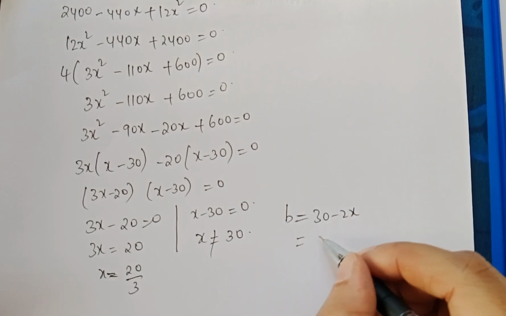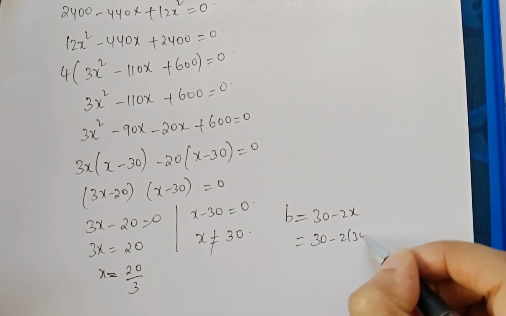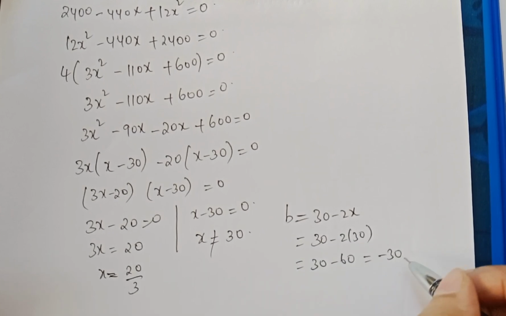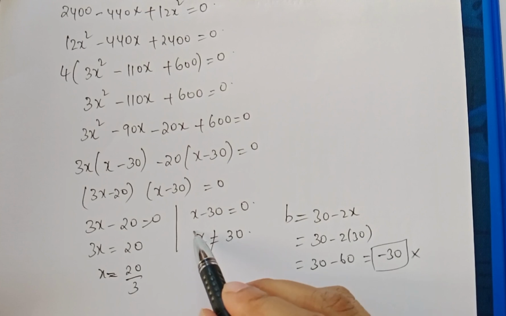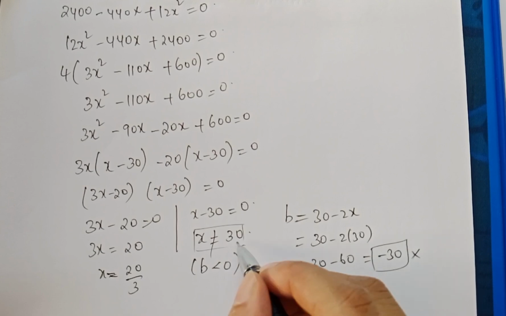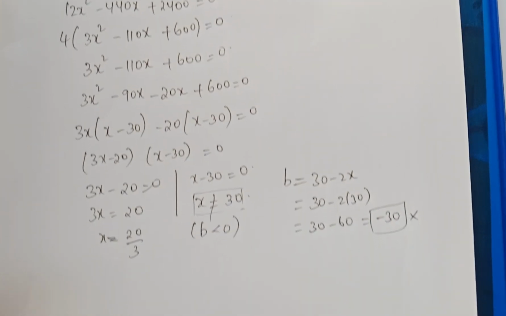So when we substitute 30 here in the place of x, you will get the answer as 30 minus 60 is minus 30, which is not a right value, right? The breadth cannot be negative. So we'll not consider x as 30. Since b is less than 0, this condition is ignored.